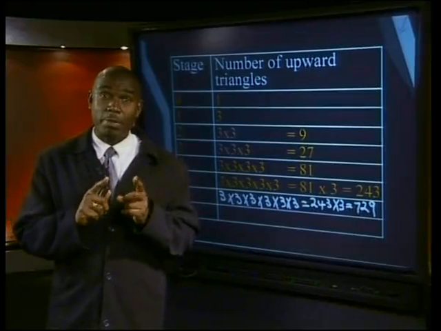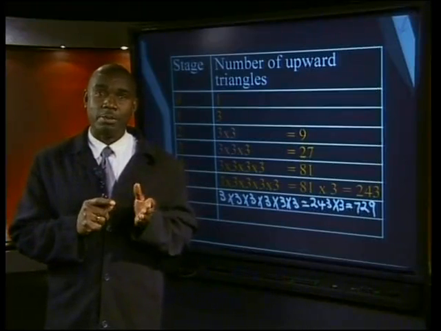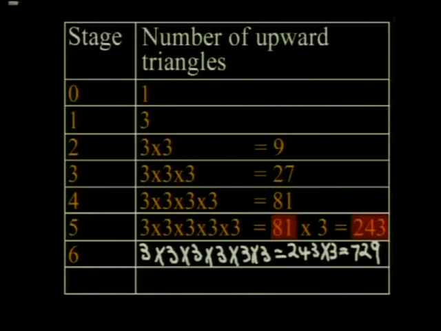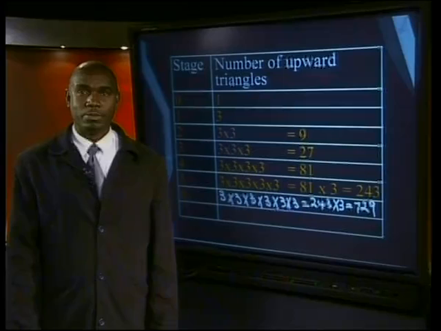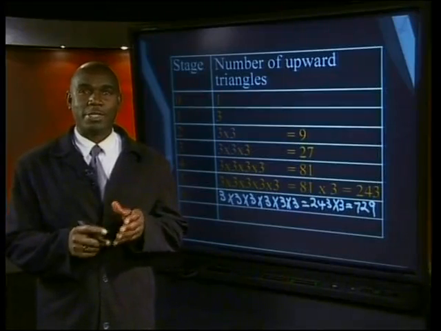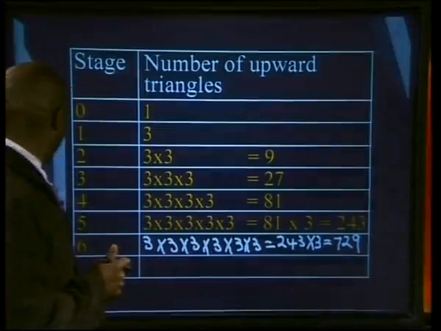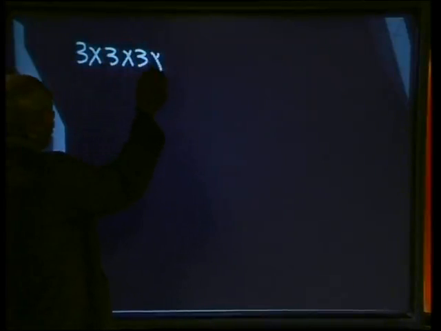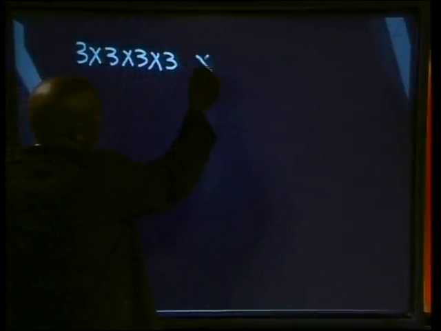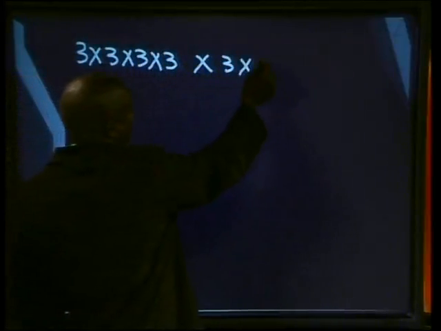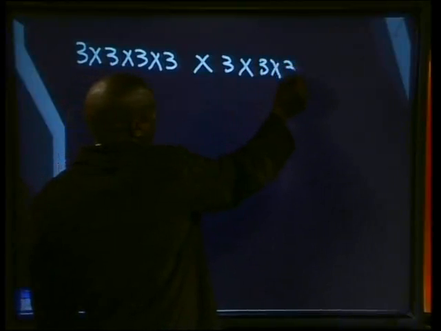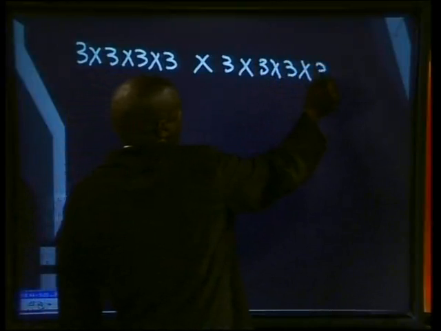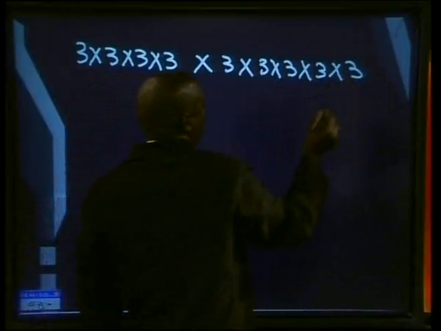One way is to multiply 3 by itself 9 times, right? Another way is to multiply 81 by 243. Why can we do that? Well, 3 multiplied by itself 9 times will be the same as 3 times 3 times 3 times 3, 4 times, multiplied by 3 times 3 times 3 times 3 times 3, 5 times.